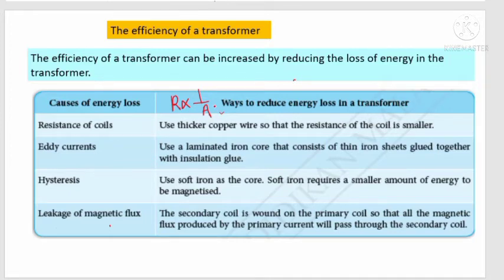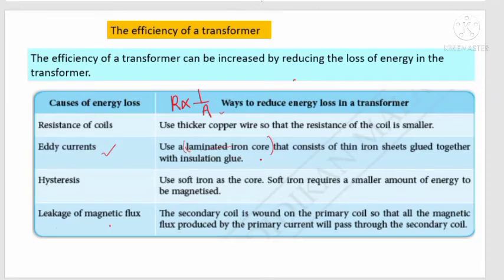The thicker the wire, the smaller the resistance of the coil. How to overcome eddy current? Use laminated soft iron core. Instead of using 1 block of soft iron core, cut it into thinner pieces and then glue them together so it becomes a laminated soft iron core.